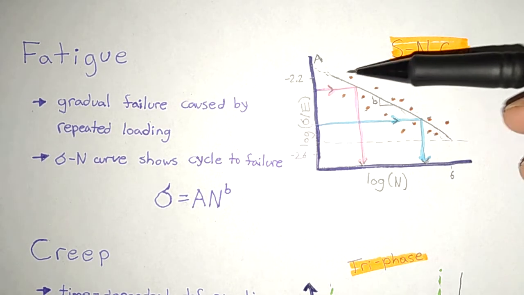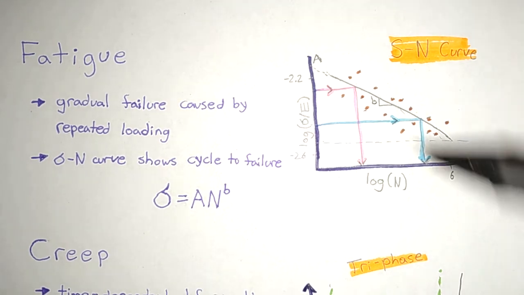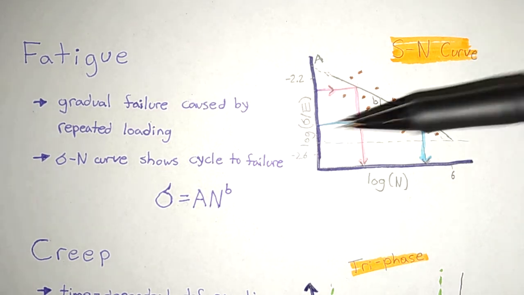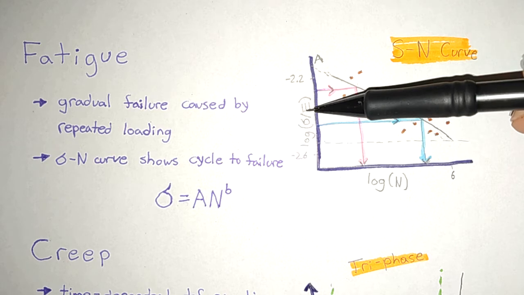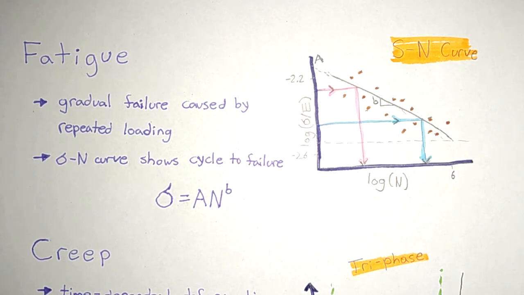We call this a curve. Usually we make it a straight line. This is a curve, as you can see, exponential, but this graph has been made linear, a linear relationship, because we took the log of stress over E, and we have the log of N over here.